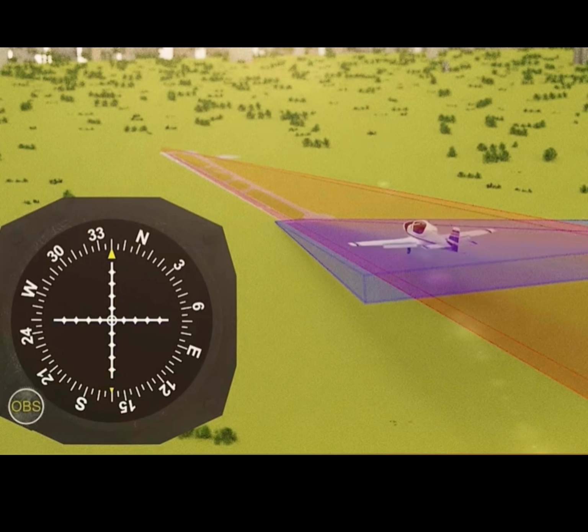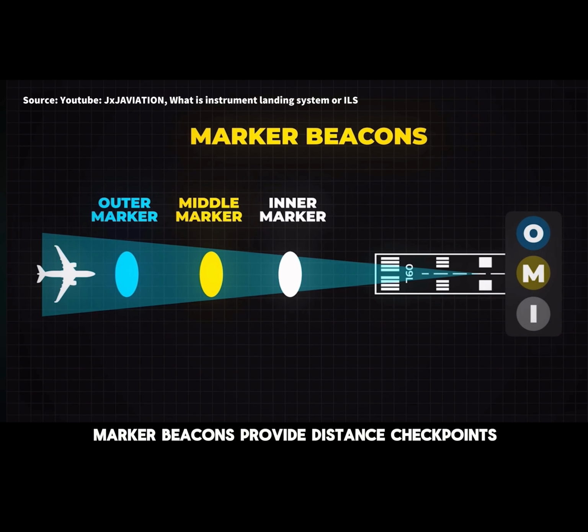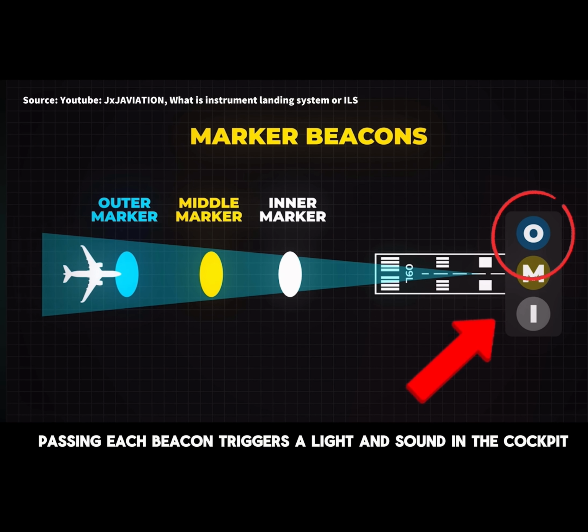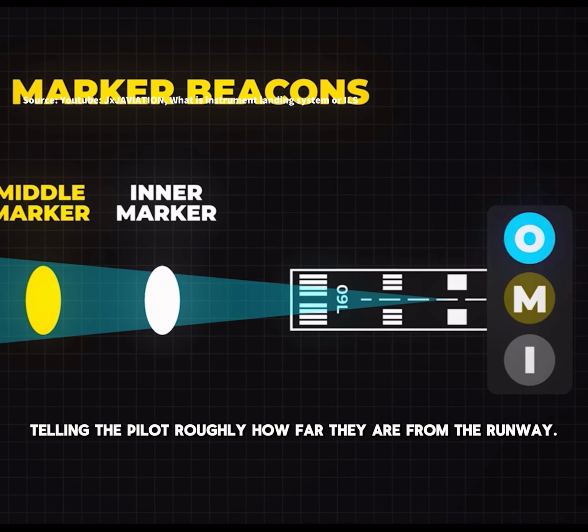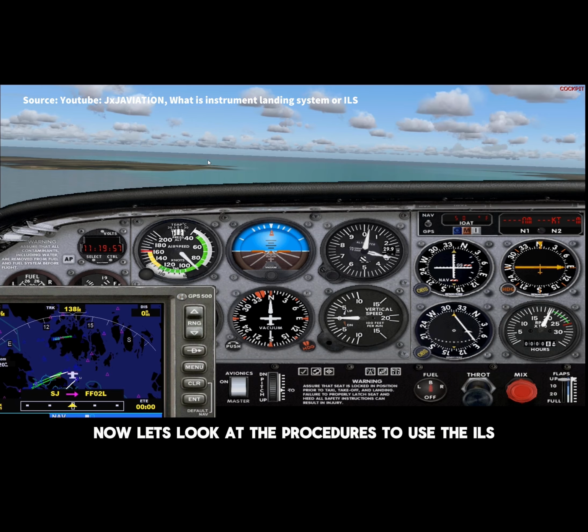on the correct approach. As the aircraft continues on the ILS approach, marker beacons provide distance checkpoints along the runway centerline. Passing each beacon triggers a light and sound in the cockpit, telling the pilot roughly how far they are from the runway. Now let's look at the procedures to use the ILS.